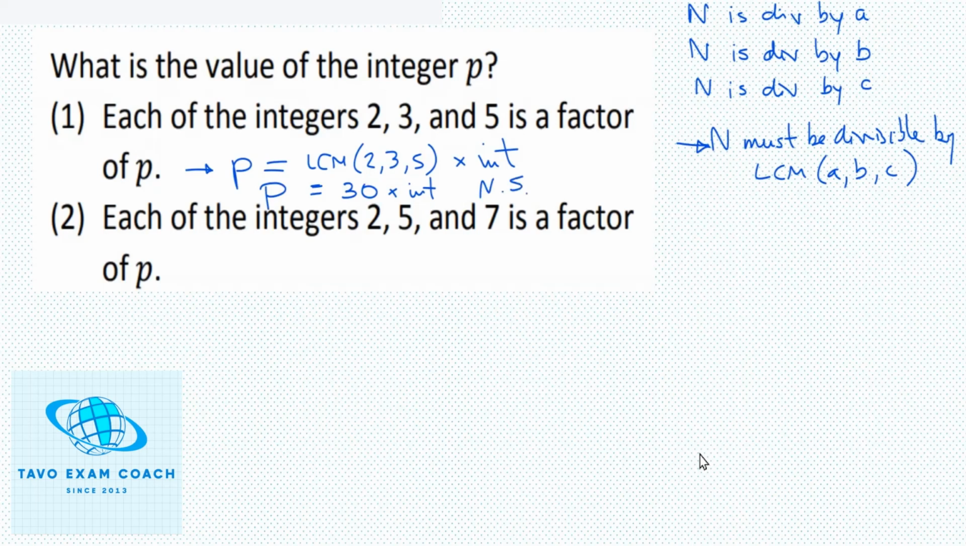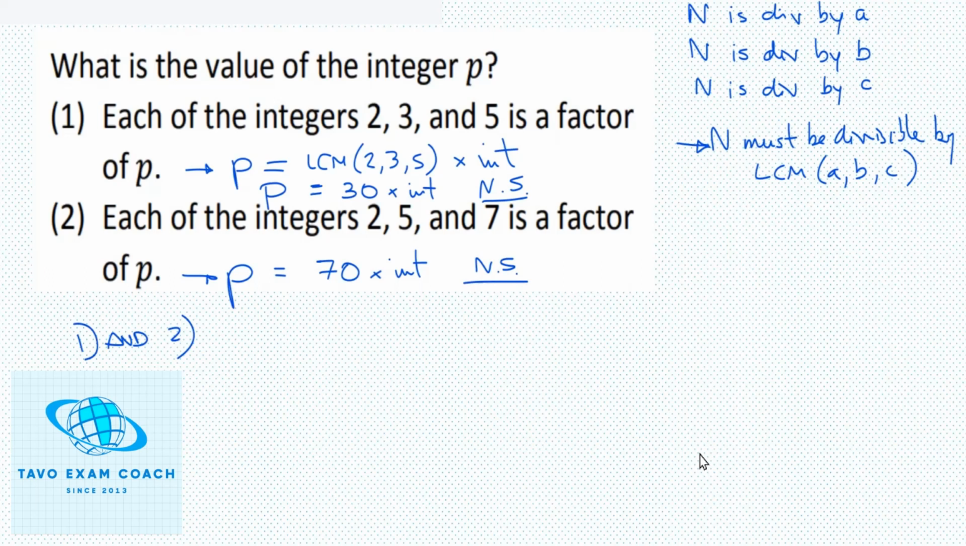So not sufficient. Following the same rule to interpret statement 2, we might say that p is divisible by the least common multiple of 2, 5, and 7, which is 2 times 5 times 7, or 70. So p equals 70 multiplied by some integer: 70, 140, 210, etc. So not sufficient.